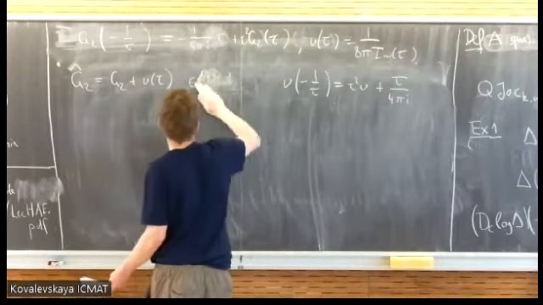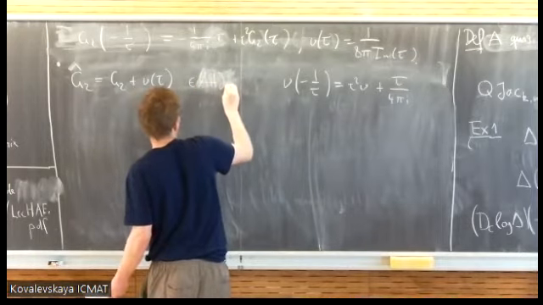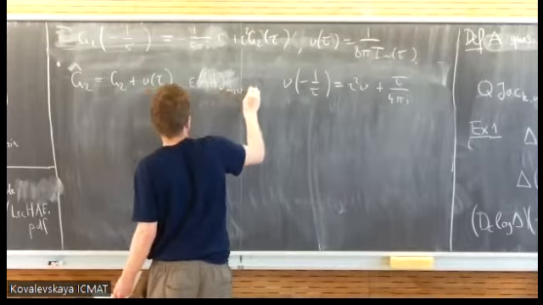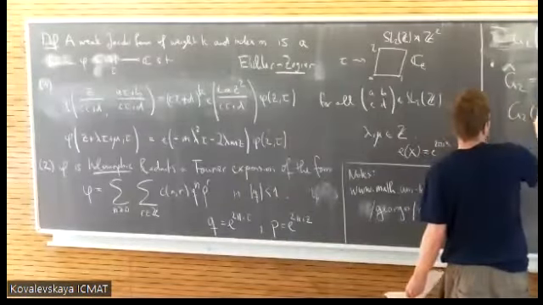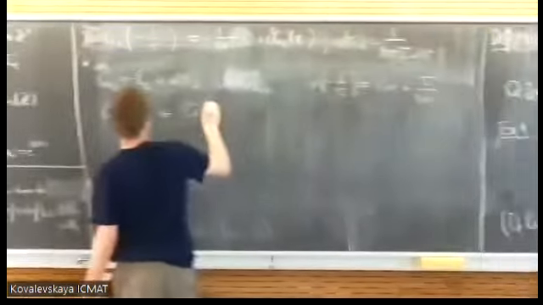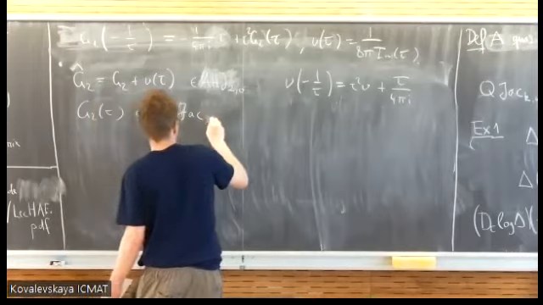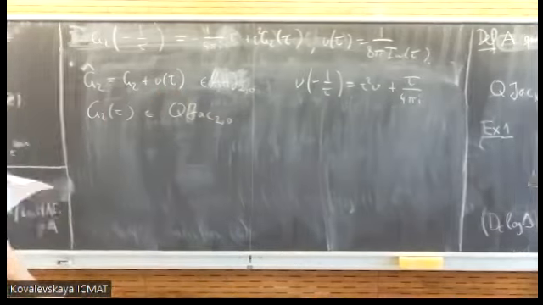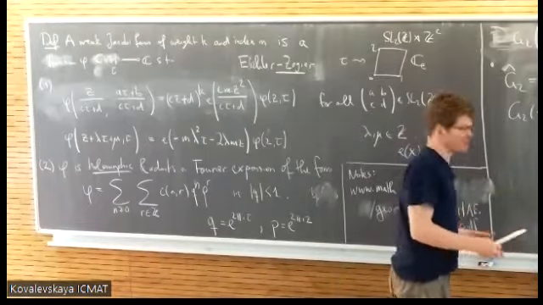Sorry. You get this almost holomorphic Jacobi form of weight 2 and index 0. And so then G2 here will be a quasi-Jacobi form of weight 2 and index 0.